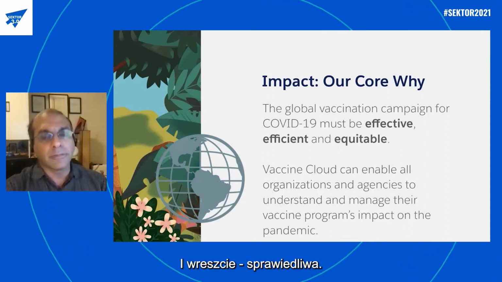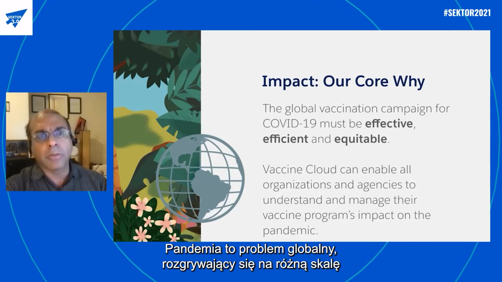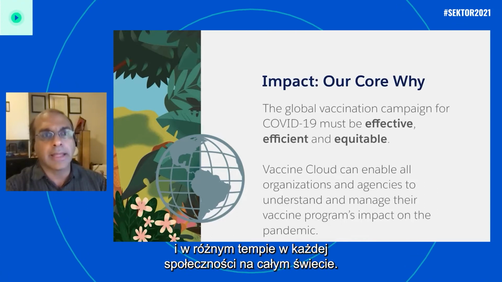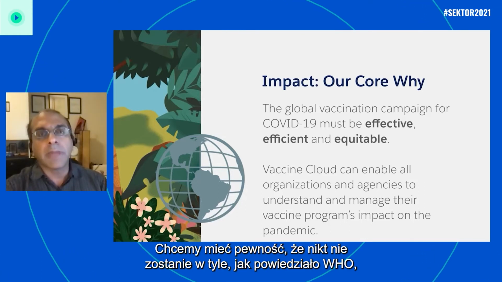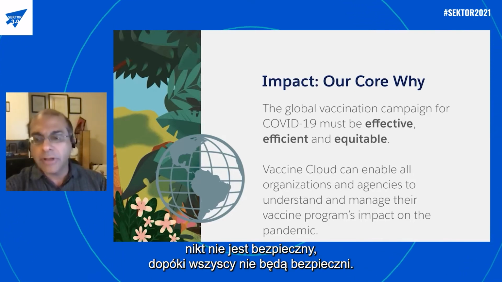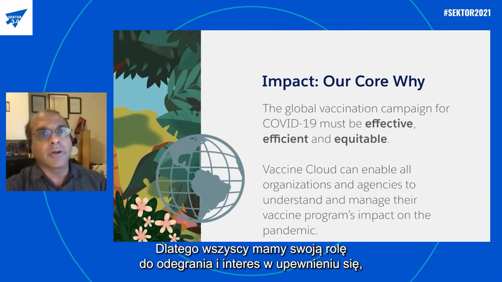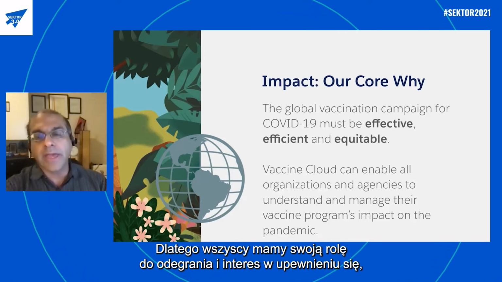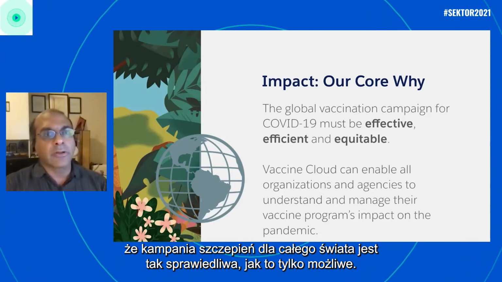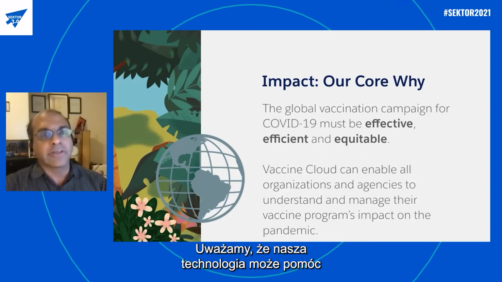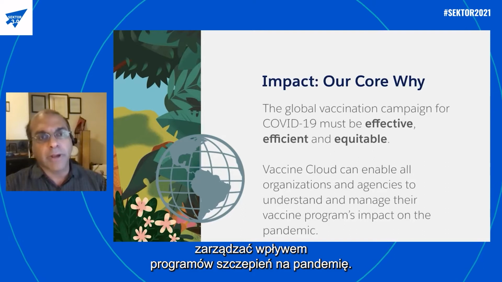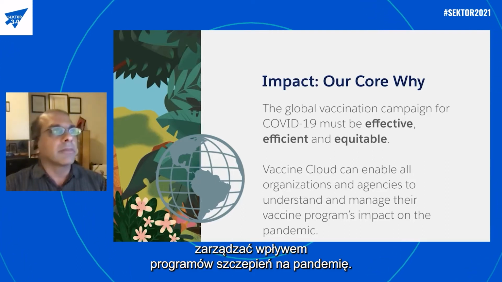And of course, equitable. The pandemic is a global problem, and it's playing out in different scales and different rates in every community around the world. And we want to make sure that no one is left behind. As the WHO has said, no one is safe until everyone is safe. And so we all have a role and an interest in making sure that the vaccine campaign for the planet is as equitable as possible. And we think that our technology can help enable organizations and agencies at every scale and at every level to manage their vaccine programs' impact on the pandemic.